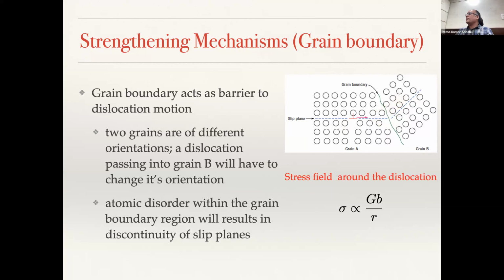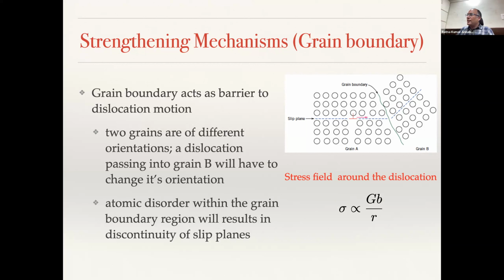So what is the moral of the story? The moral of the story is when a dislocation encounters a grain boundary, the dislocation motion gets stopped temporarily. What is the meaning of dislocation motion getting restricted? That means you need to apply more effort. You need to put in more effort in order to continue plastic deformation, which means you need to apply higher stress in order to continue the plastic deformation. And that is what we mean by a strengthening mechanism.